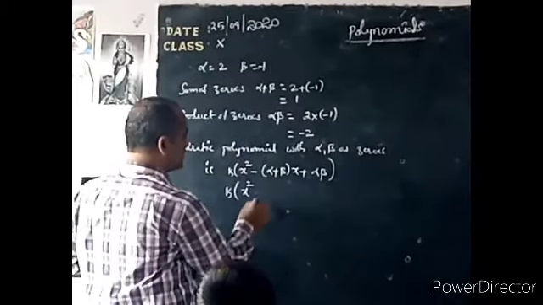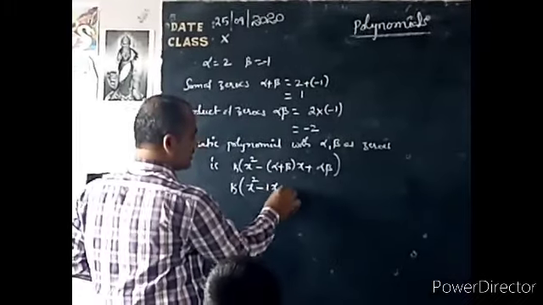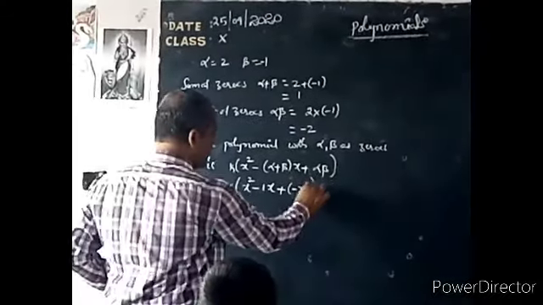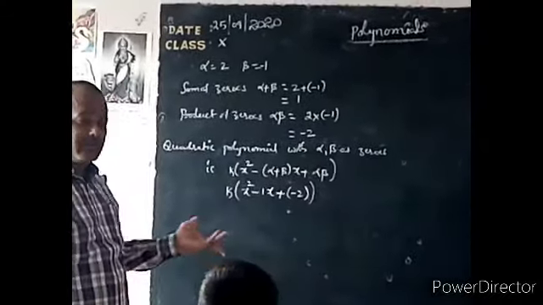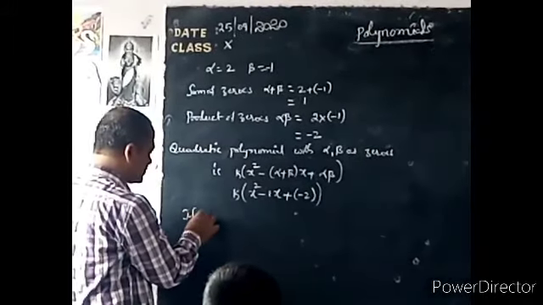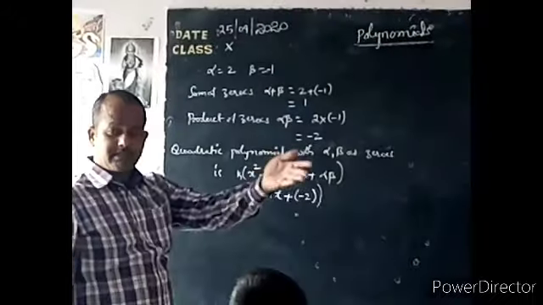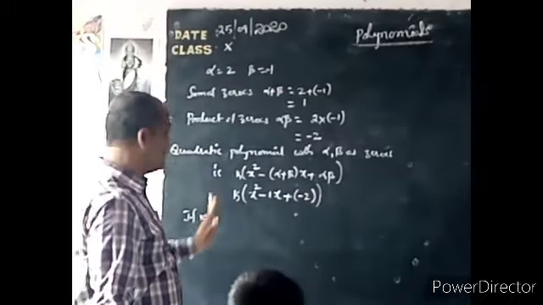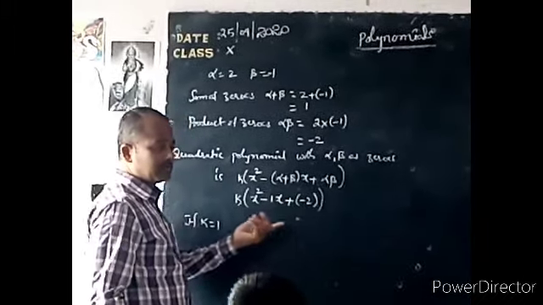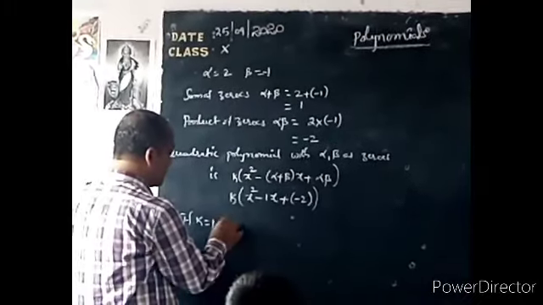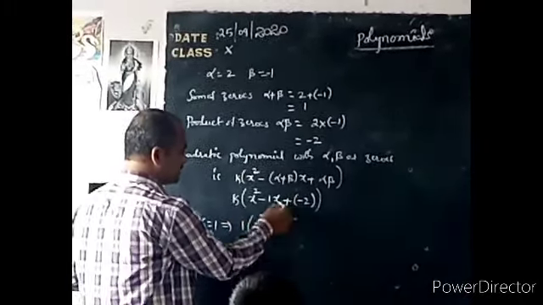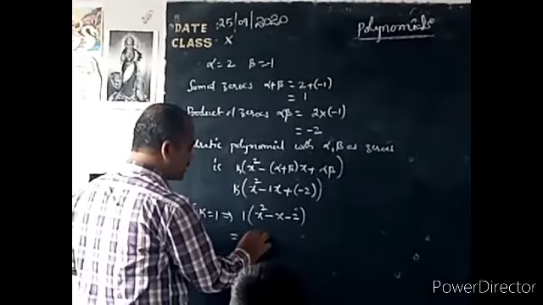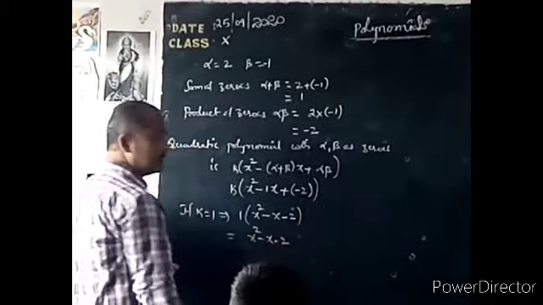Now k into x square as it is. Sum of zeros is how much? 1, so minus 1 into x, plus alpha beta is minus 2. Here we didn't get any denominator part, so k is equal to 1. In the previous case, the denominator was 4 and that's why we substituted k as 4. Now here no denominator other than 1, so k is equal to 1. Which implies 1 into x square minus x plus into minus, minus, that is 2. So x square minus x minus 2. Then write the conclusion.